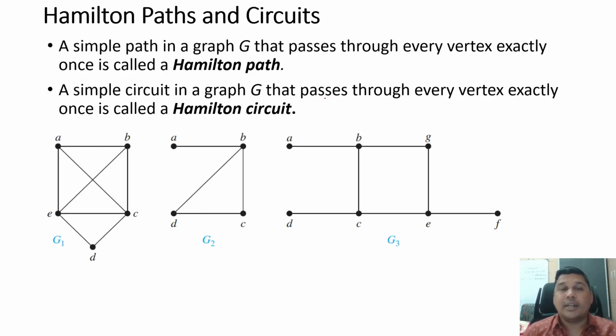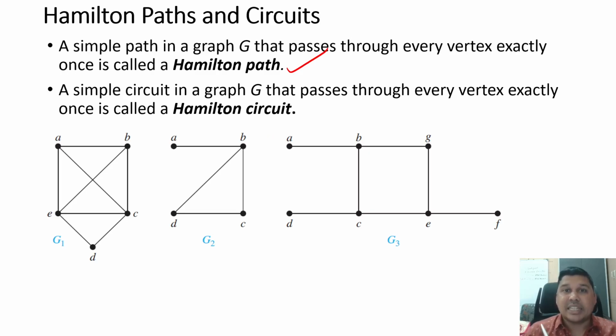Same as Euler path, Euler circuit and Euler graph, we have Hamiltonian path, Hamiltonian circuit and Hamiltonian graph. So what is the condition here? In Euler graph, the focus was on edges. In Hamiltonian path, the focus is on vertices. Now you need not worry about the edges. Let's see what is Hamiltonian path.